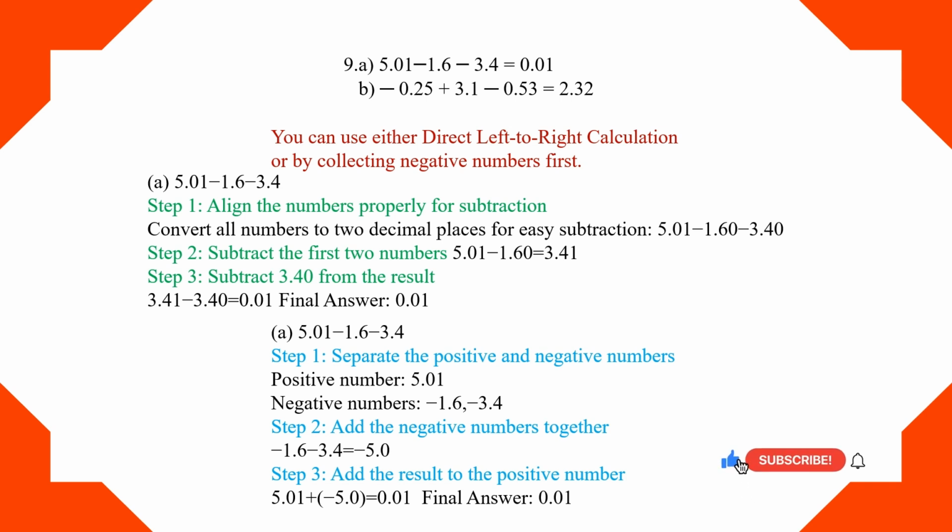Ninth question I have explained in 2 different ways. Whichever method is suitable to you, you can use that method. Answer to ninth question A is 0.01 and B is 2.32. There are 2 different ways shown here. You can follow whichever method you want.